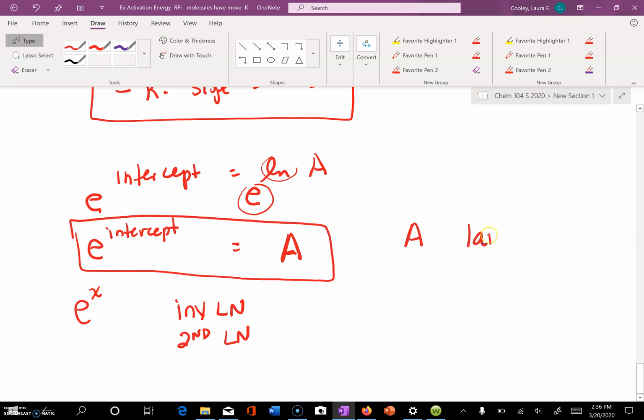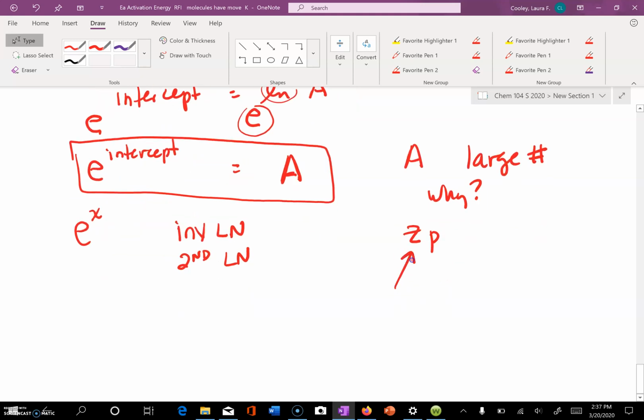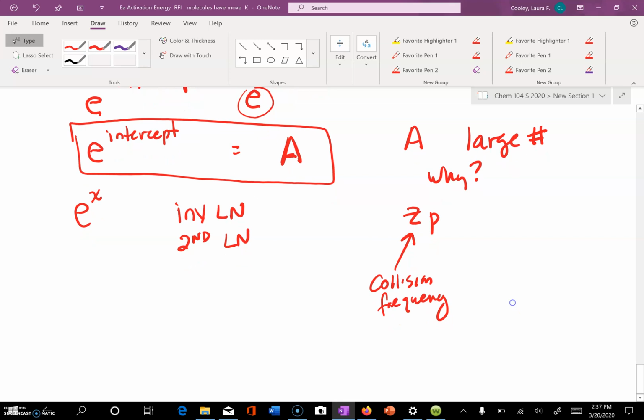This A is going to be a large number. Why is it so large? Well, remember what it is, right? This is the collision frequency, and you could imagine if we're talking about molecules colliding in a solution, that's going to happen pretty often. So that's a pretty big number. And we have no way of knowing what this P is in this experiment. We're actually going to figure A is equal to this product of both of these things. But A is going to be a large number. So don't be surprised if you get a very large number for that.